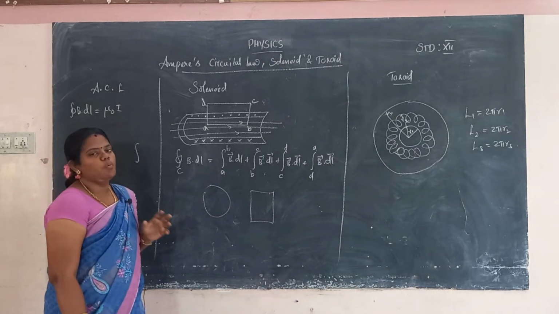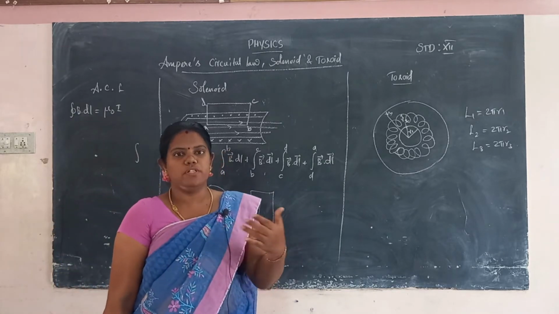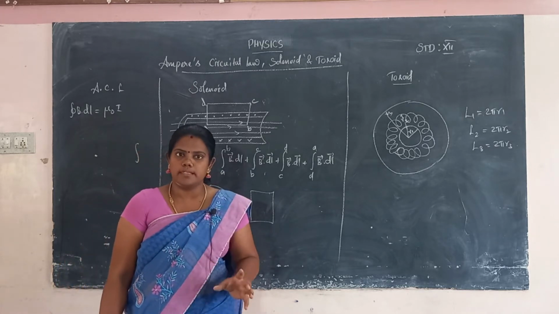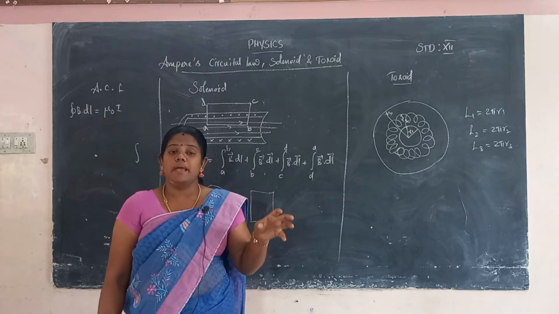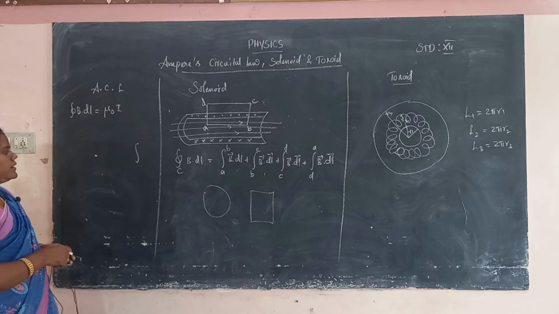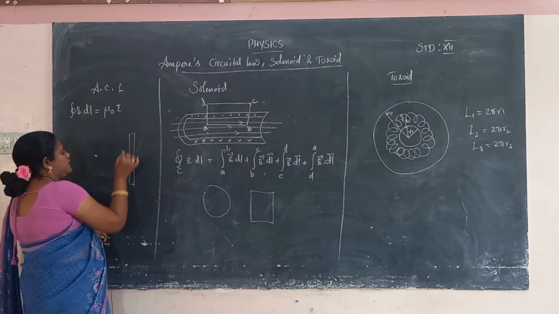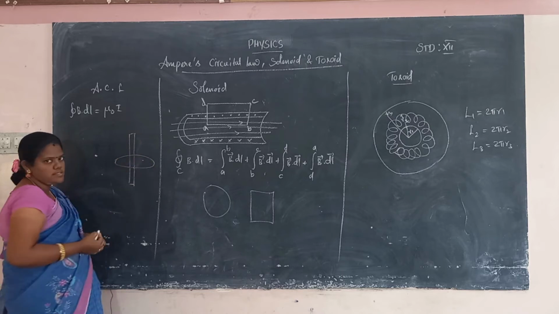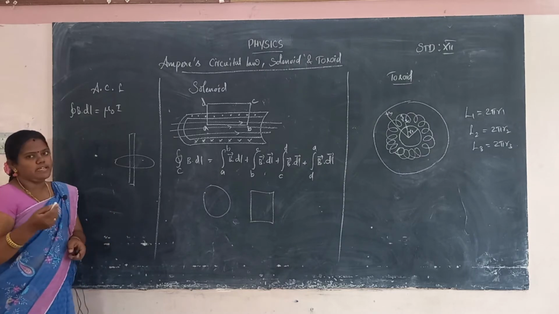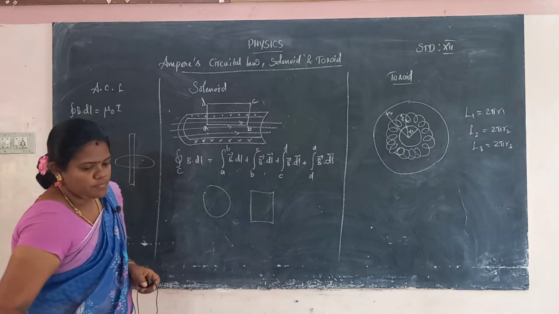How do we calculate the magnetic field at a point near a long straight current carrying conductor by using Ampere circuit law? You have to take the long straight conductor. The magnetic field is created in its surroundings. How will you calculate it?